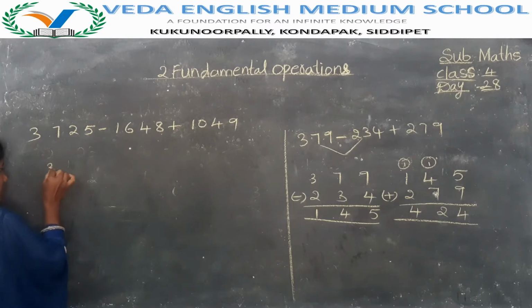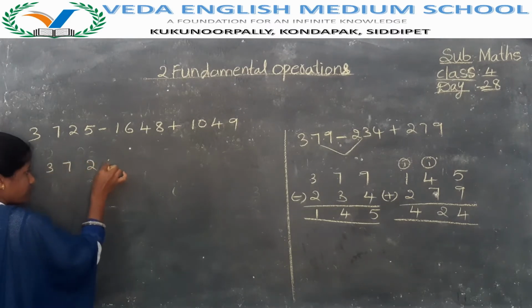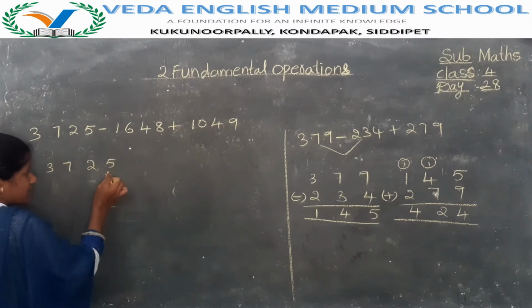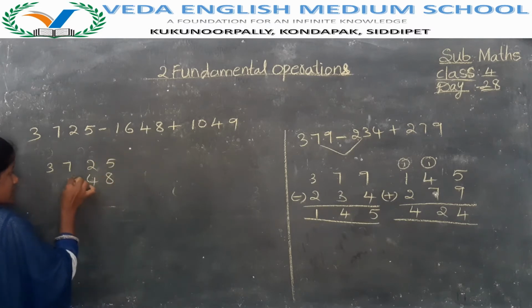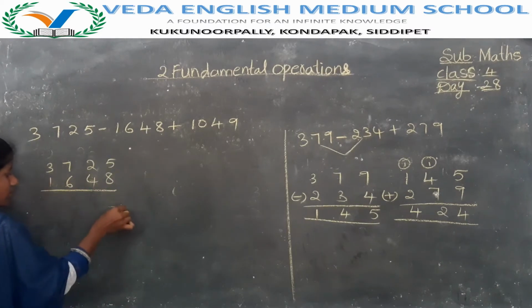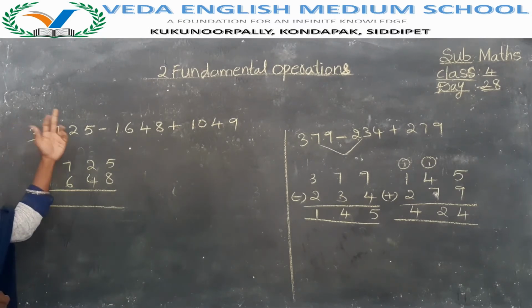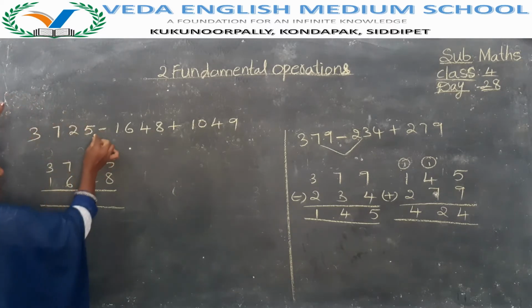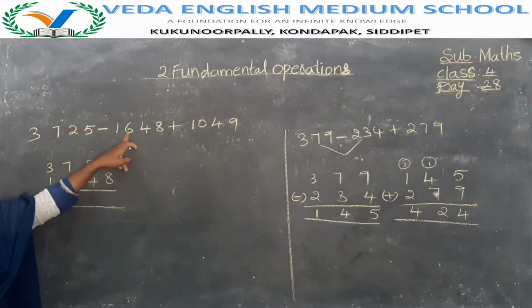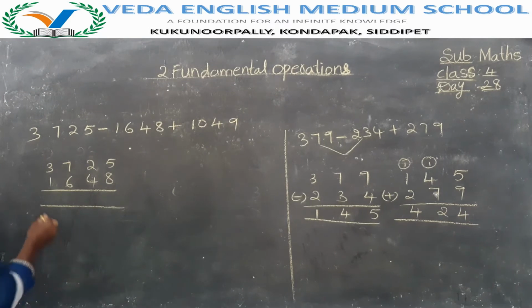If you have 4 digits, 3 7 2 5 minus 1 6 4 8. Now what we have to do? Addition or subtraction? Very good. We have to do subtraction. Because why? Because here we have the subtraction symbol. Between these two numbers there is a subtraction symbol, so we have to do subtraction. Now I am subtracting. The symbol of subtraction is minus.